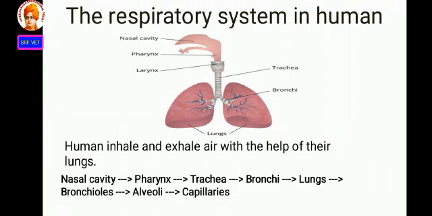The alveoli are richly supplied with blood through a network of blood capillaries. This is the path taken by inhaled air: nasal cavity, pharynx, trachea, bronchi, lungs, bronchioles, alveoli, capillaries. Then exhaled air goes out through the same path in the reverse direction.